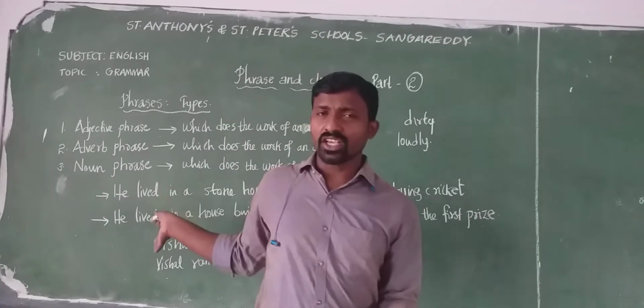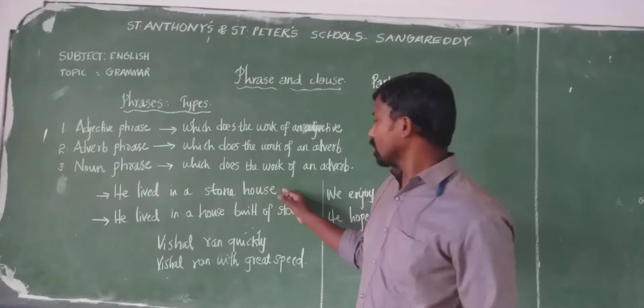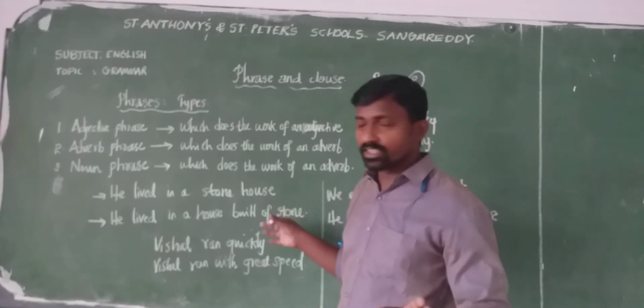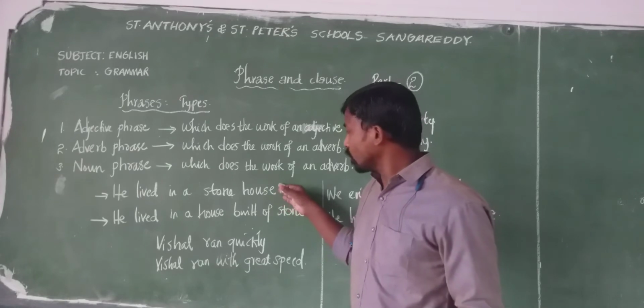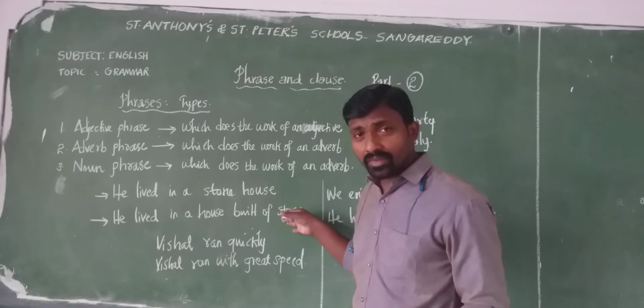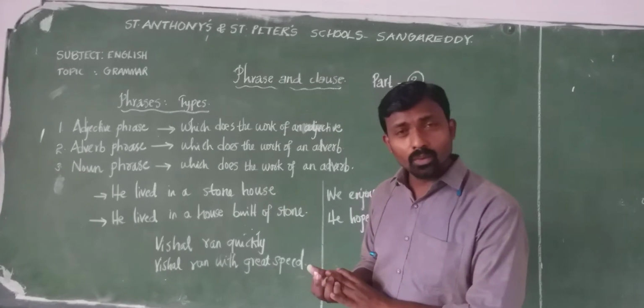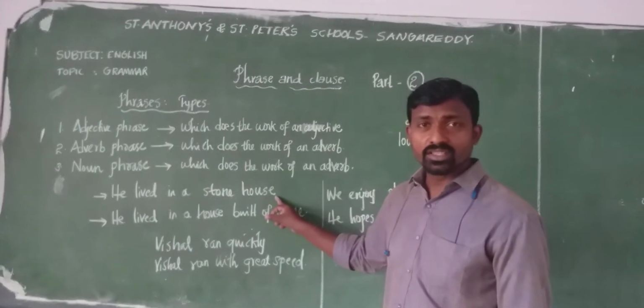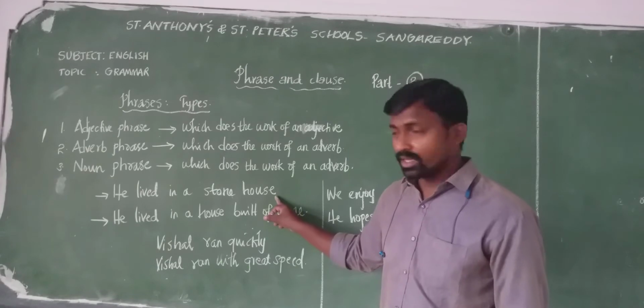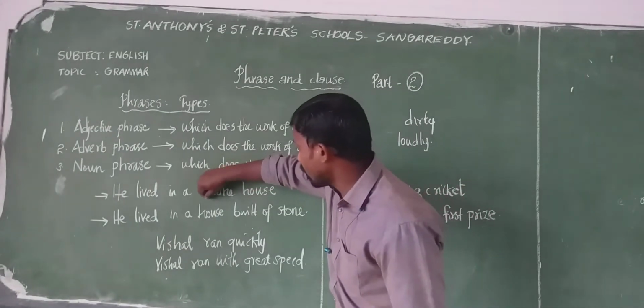Did you observe any change in the meaning of these sentences? I can tell you there is no change in the meaning, but of course some extra words are here. Though these sentences give us the same meaning, I wrote it in a different way. How? See, he lived in a stone house. In this, do we have an adjective? Yes. Which is that? Stone, right?